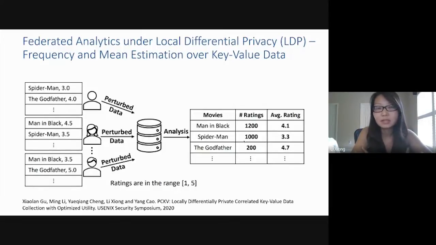If we do this in a naive way, basically perturb the keys and values separately using the standard LDP mechanisms, obviously by ignoring the correlation between the key and values, it's going to have less than optimal utility. So the main idea of our work is to try to exploit the correlation between the key and values, and by using a correlated perturbation scheme, we're able to achieve better accuracy or trade-off of the utility and privacy.